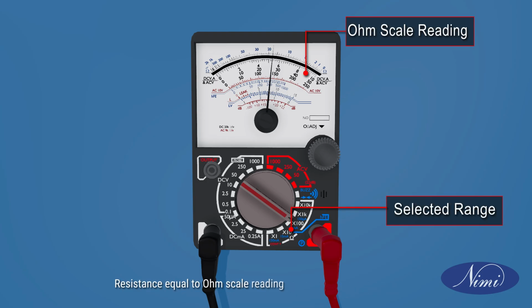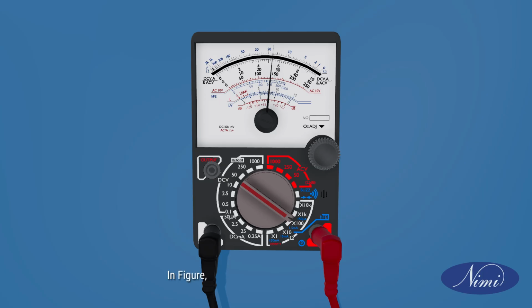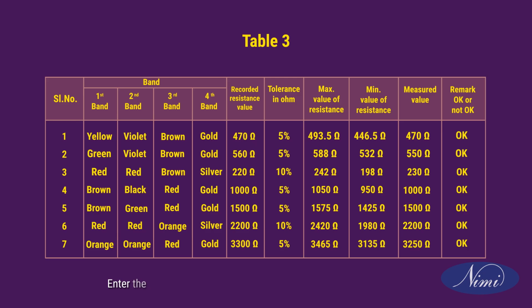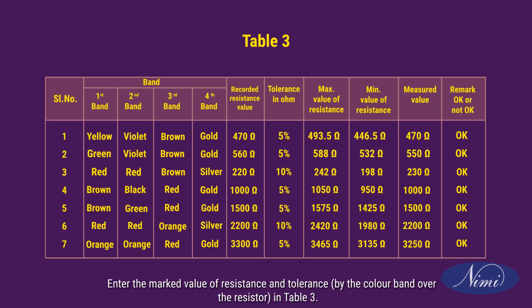Resistance is equal to the ohm scale reading times the magnification at the selected range of the resistance range. In the figure, the resistance range times 100 is selected. If so, the value of the resistance is 15 times 100, which is equal to 1500 ohms, equal to 1.5 kilo ohm. Enter the marked value of resistance and tolerance by the color band over the resistor in table 3.